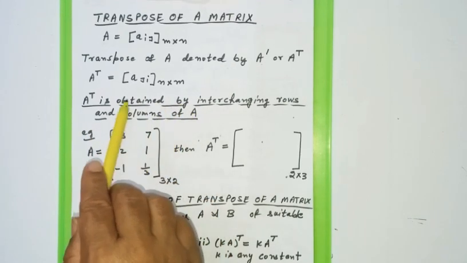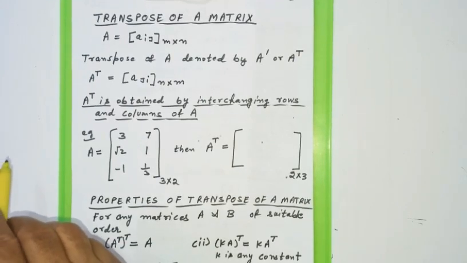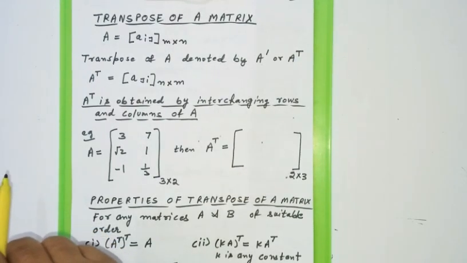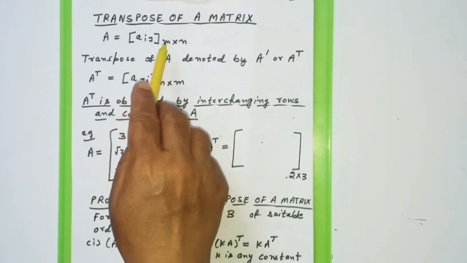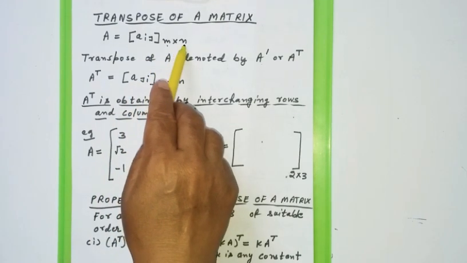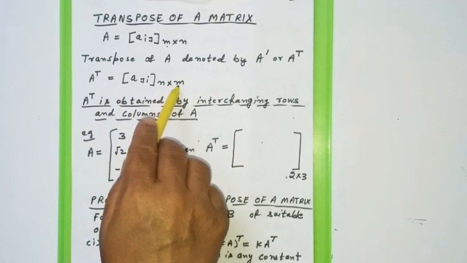That means the rows of A have become the columns in A transpose and the columns of A have become rows in A transpose, and the order also changes. If the order of A was m cross n, then the order of A transpose will also reverse, it will become n cross m.